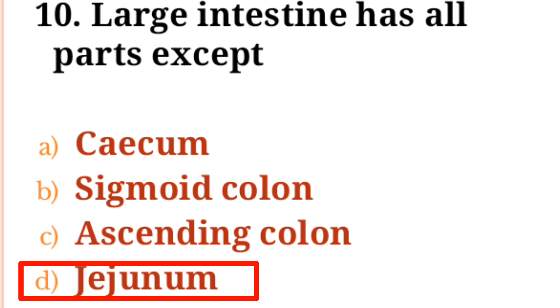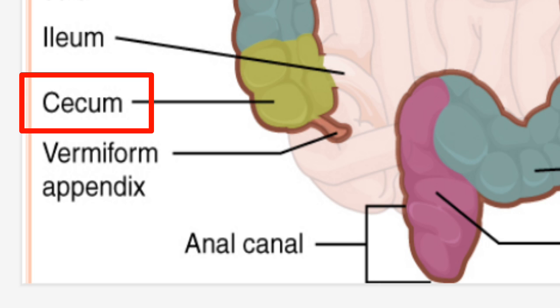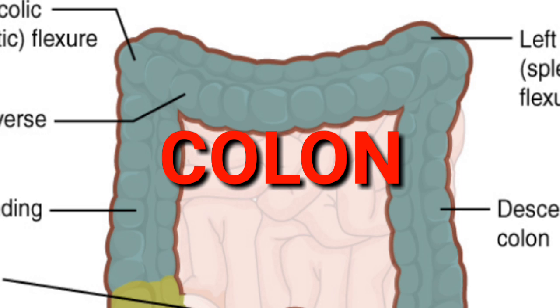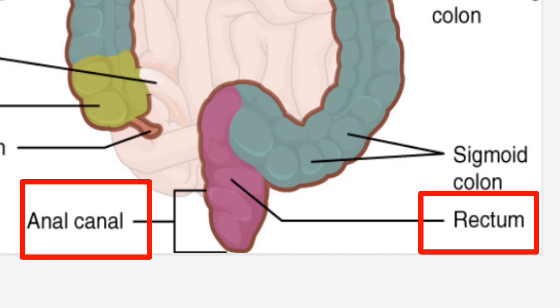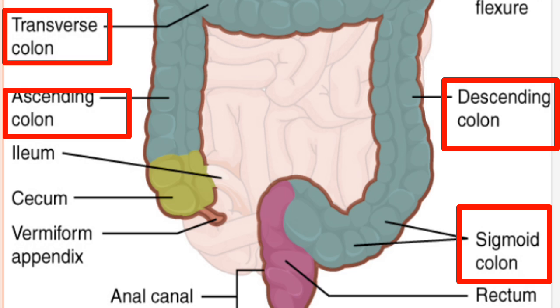Jejunum. The large intestine is subdivided into 4 main regions: the cecum, the colon, the rectum, and the anus. And the colon is further divided into ascending colon, transverse colon, descending colon, and sigmoid colon. Duodenum, jejunum, ileum are the parts of the small intestine.